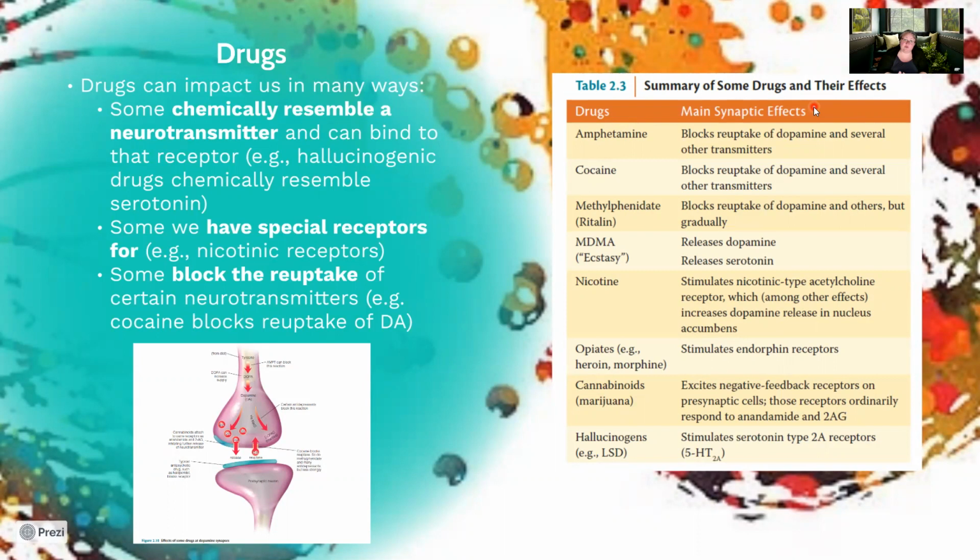There are some drugs for which we have actual special receptors in our brains. One example is nicotinic receptors. So for people who use nicotine, there are receptors in the brain that are also related to dopamine that it will attach to. Some drugs actually block the reuptake of certain neurotransmitters. One example there is cocaine. When people use cocaine, it blocks the reuptake of dopamine. So it's leaving more dopamine floating around because it's not being taken back up by the neuron.